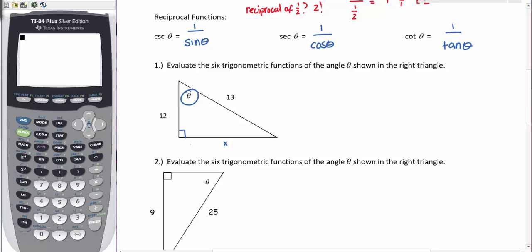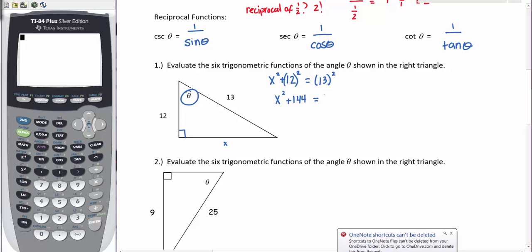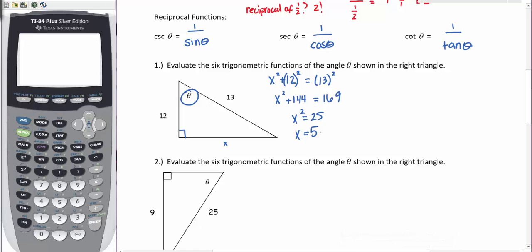So this is a right triangle, so I get to use the Pythagorean theorem. So x squared plus 12 squared equals 13 squared. So I get x squared plus 144 equals 169. So x squared equals 25. So x equals, technically plus or minus, but since we're looking at length, we only care about the positive. So my third side here is 5, and I need that.